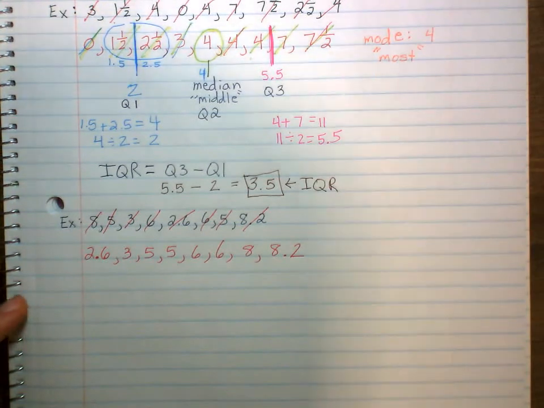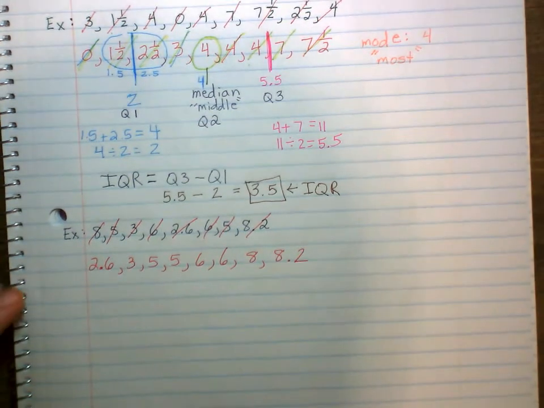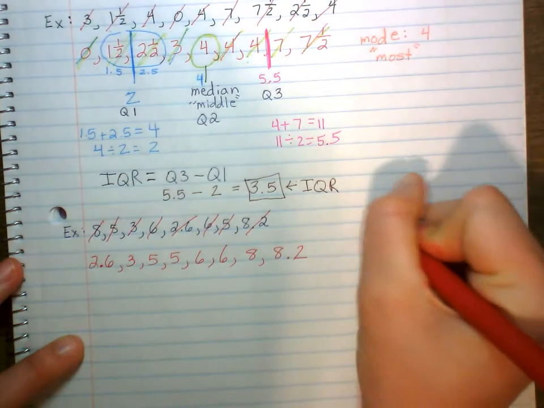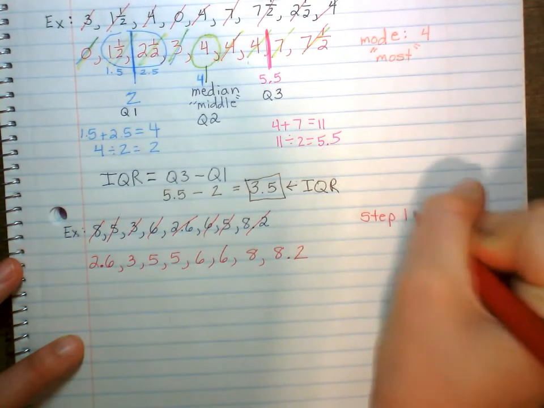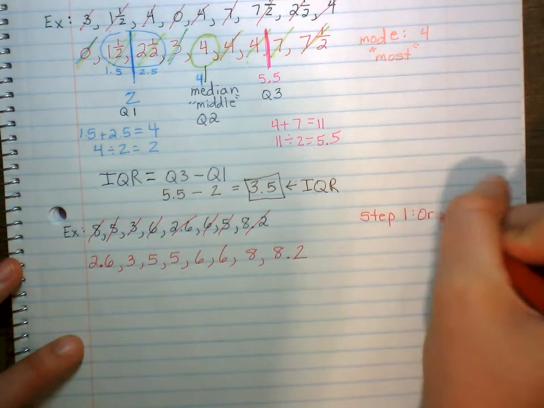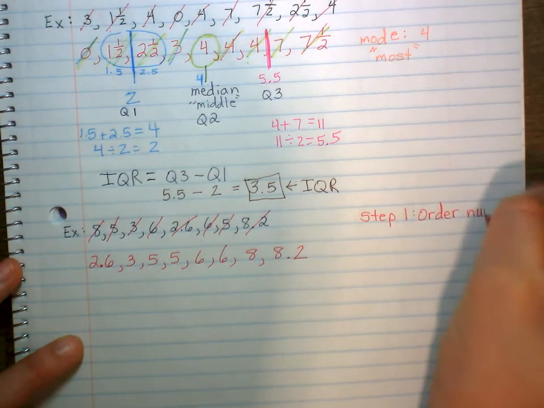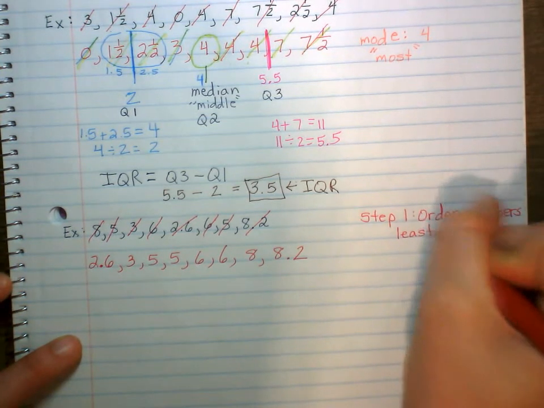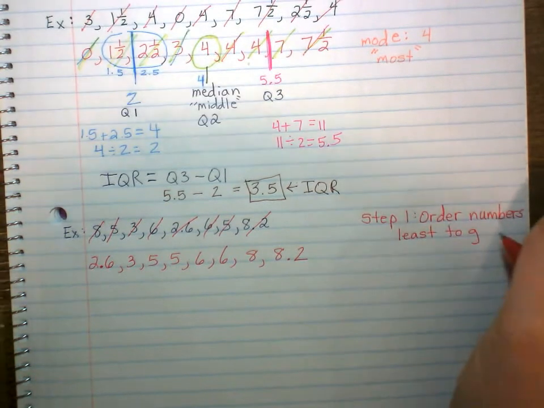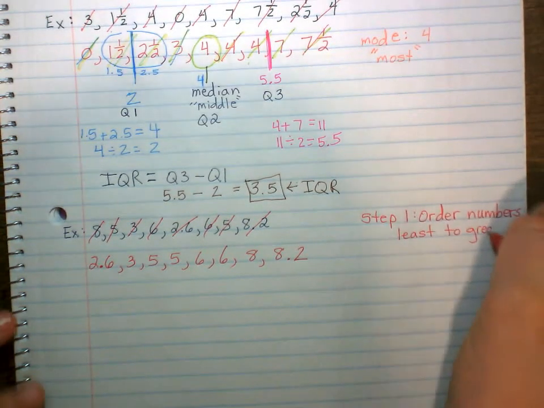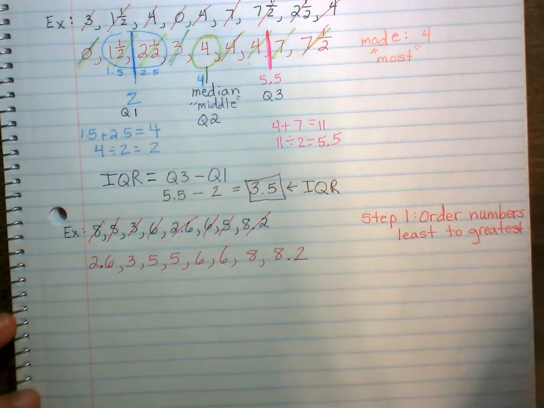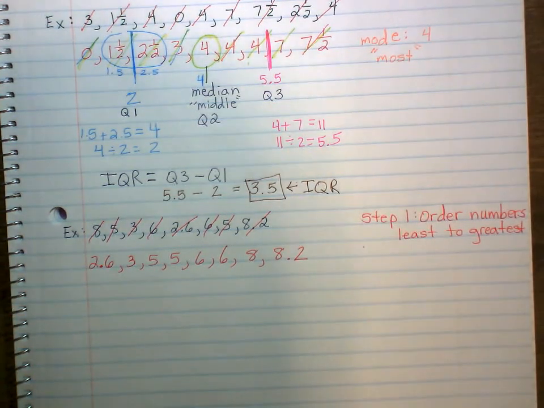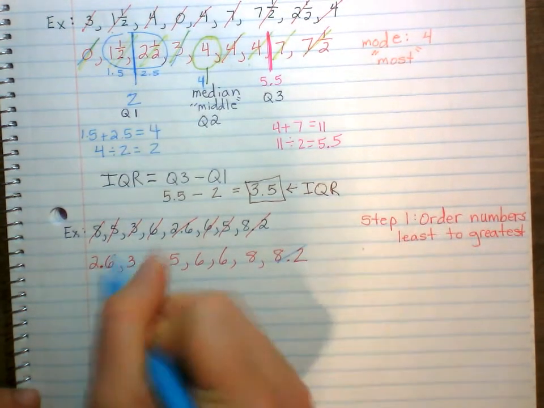Okay? Next, we find the median. Break it in half. So, step 1. Order numbers smallest to biggest, or least to greatest. Okay? Step 2. What was the second step that we did? We found the median. So from the outside in.